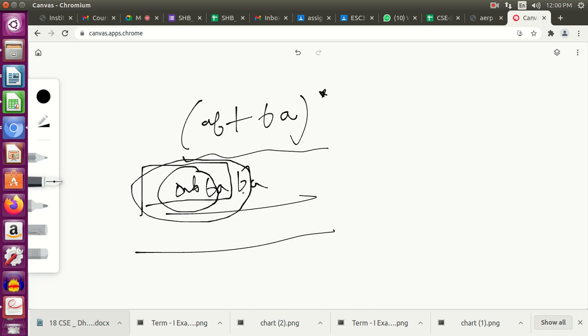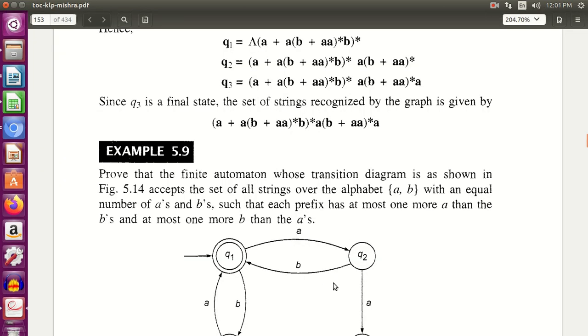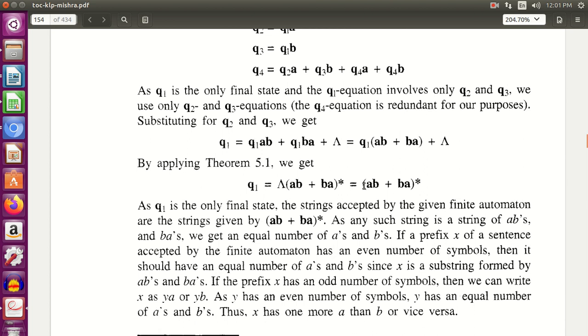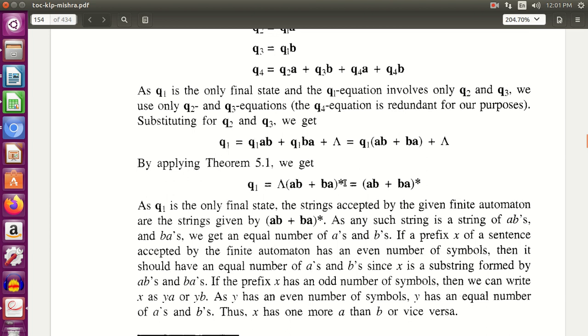So this criterion is also fulfilled, and after analyzing, you can say that yes, the regular expression that we have got satisfies the condition stated in the question, and therefore this is the intended regular expression that is meant for this particular DFA. Okay, is it clear, all of you?